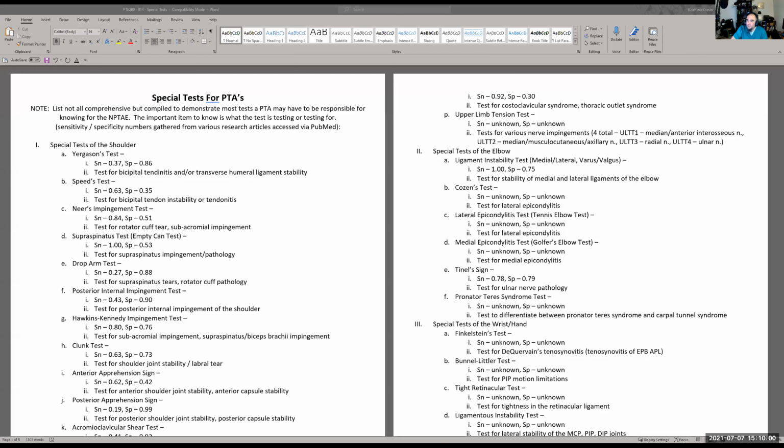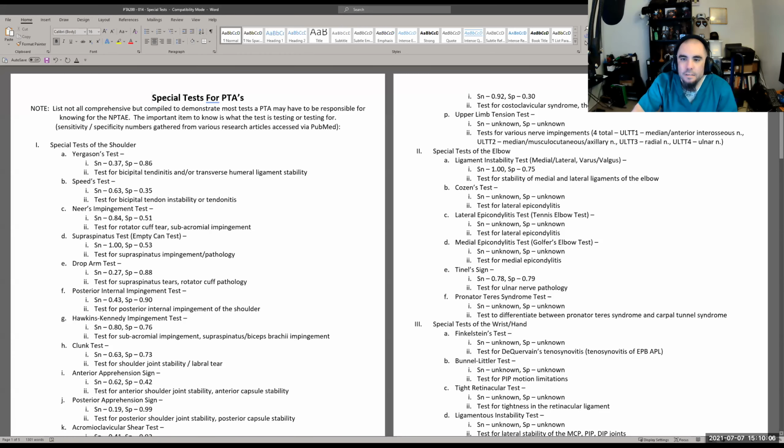So we have this magical Word document that freaks every single person who ever sees it out, because there are 5 pages of special tests on this Word document. And at that point, that usually causes fear, loathing, and nausea. What this document is, I have gone through all of the special tests that you possibly could encounter as a PTA. So pretty much anything that's out there that's an oddball special test, I went through and found it, just in case you should ever encounter it.